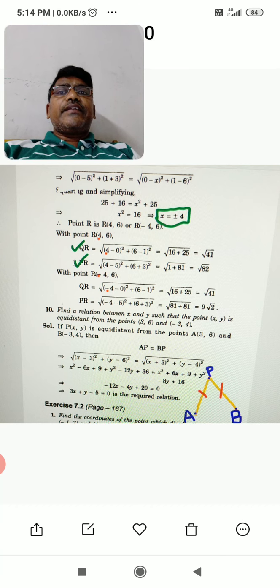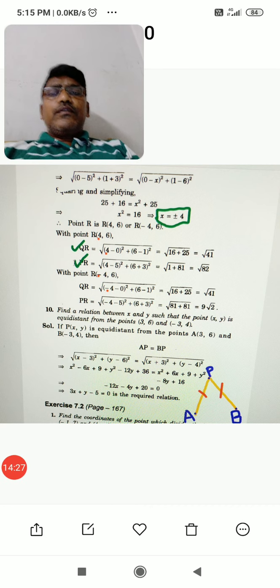This is the relation. In the 7th sum, equidistance was told and we find the value of x, and like that the 8th sum and 9th sum are also given. In the 10th sum, the relation is clearly asked. Out of 7, 8, 9, one model will come in the exam. It's a very important model, easy also. Clear to you? You need to clear that one.